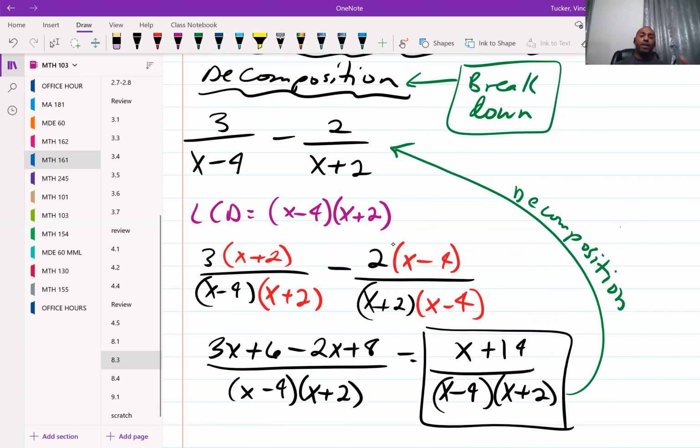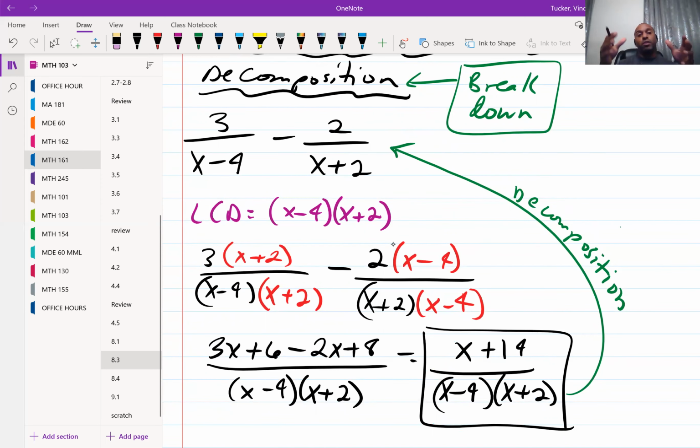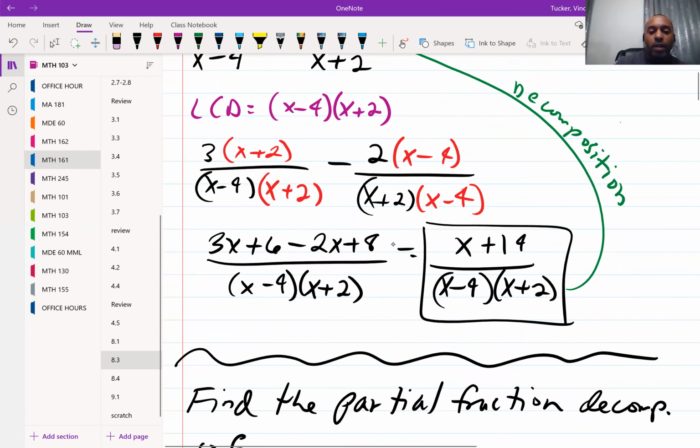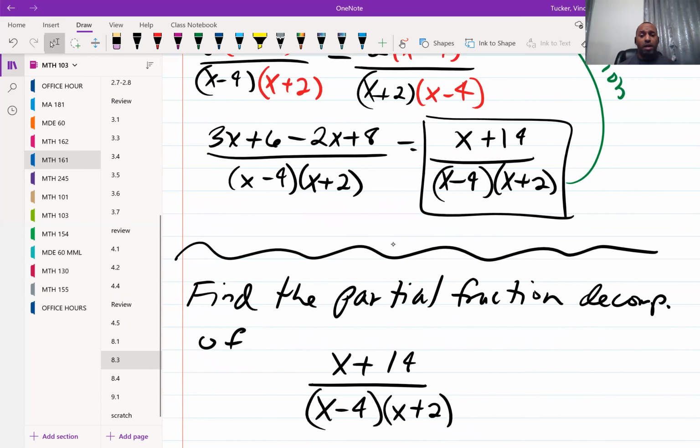So that's not the new thing. What is new is that you will be given this fraction and you will be breaking it back down to the fractions that actually came together to give you that one. So you're decomposing a rational expression to get the first expressions that came together to make it. So we're going to take this one and break it down to see how you get these two back. All right, so let's try it out. Directions would be: find the partial fraction decomposition of x plus 14 over x minus 4, x plus 2.